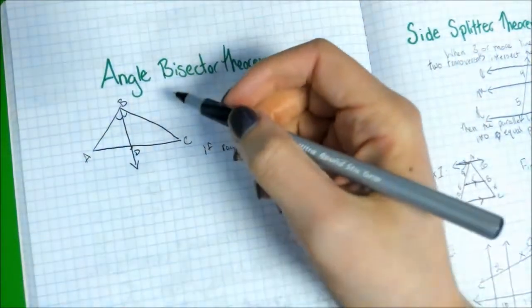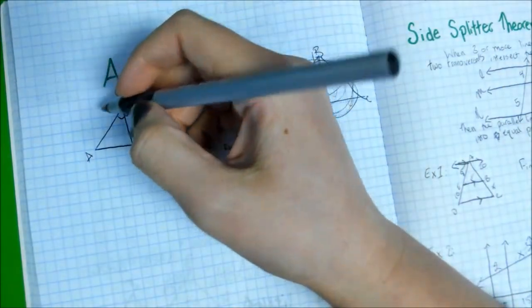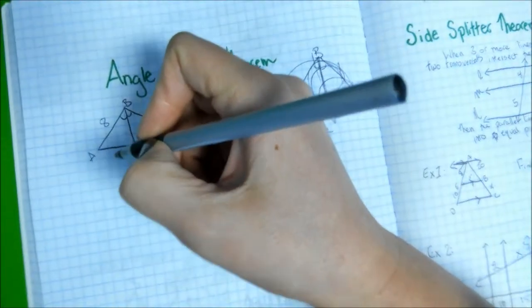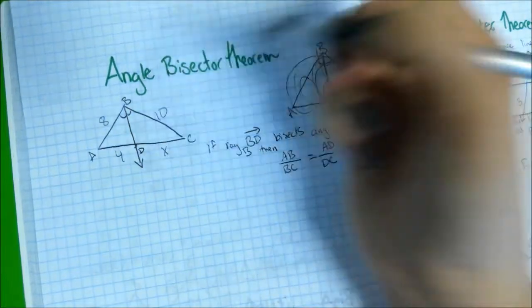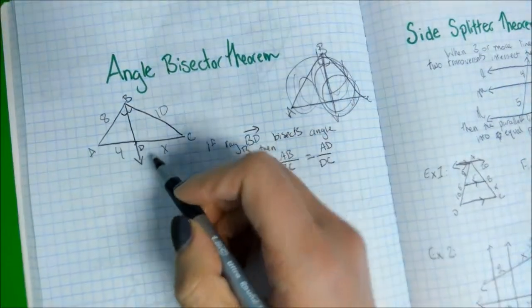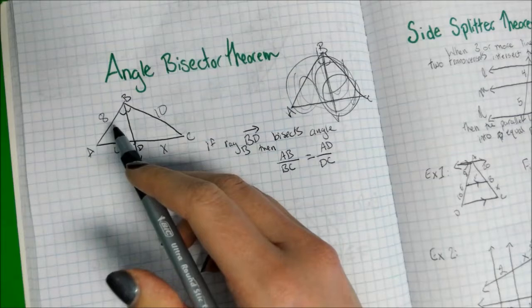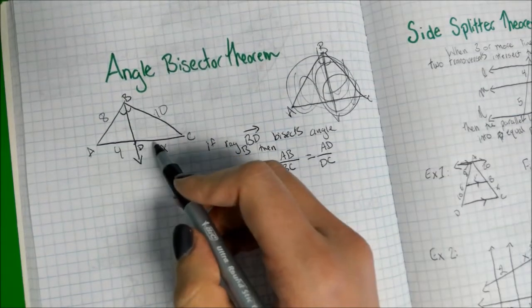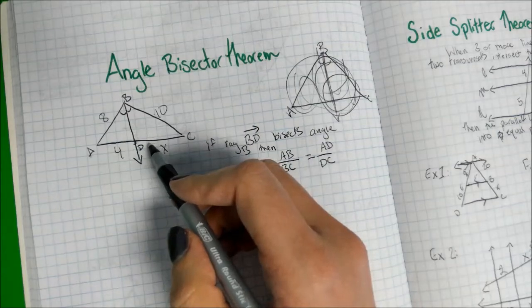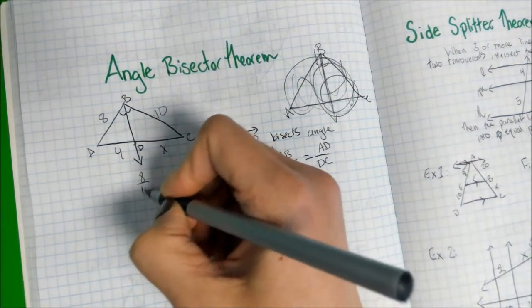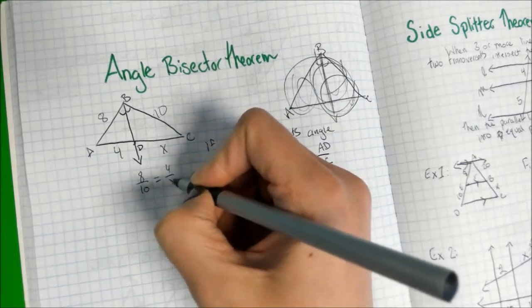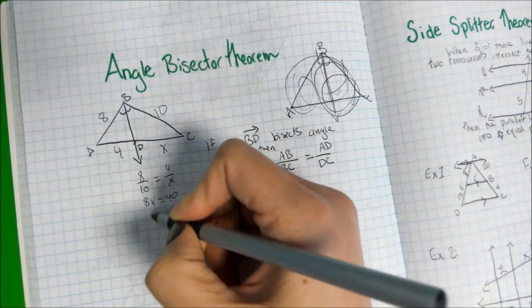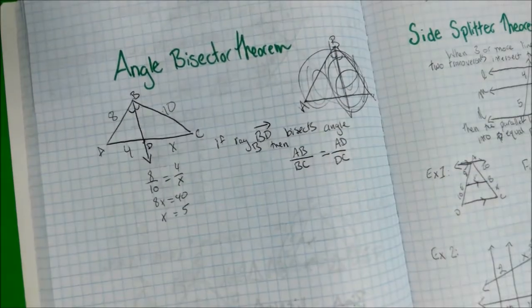So what that means, if I know that AB is 8 and BC is 10, and AD is 4, and DC is x, I don't know what x is, I can set up a proportion using these two sides that will be in the same proportion as these two segments. Okay? So 8 over 10 will be in the same proportion as 4 over x. So when I cross multiply, I get 8x equals 40, x is 5. Okay?